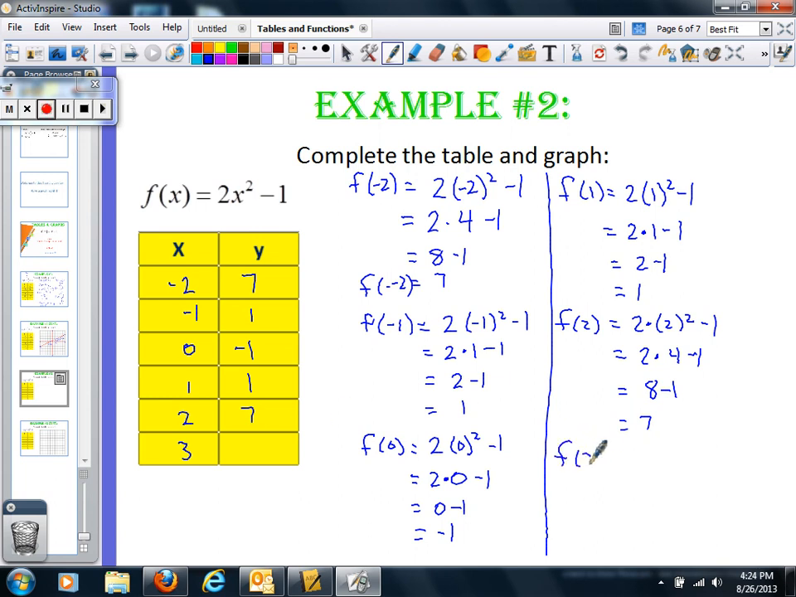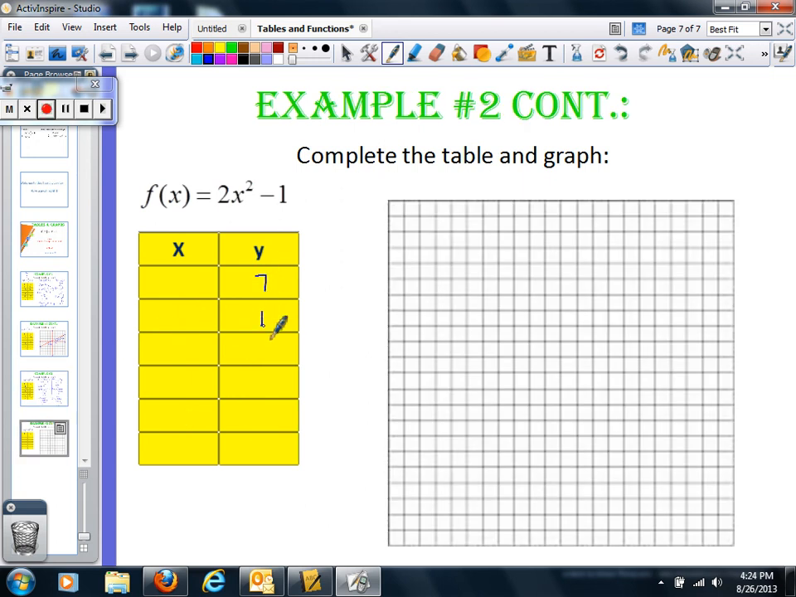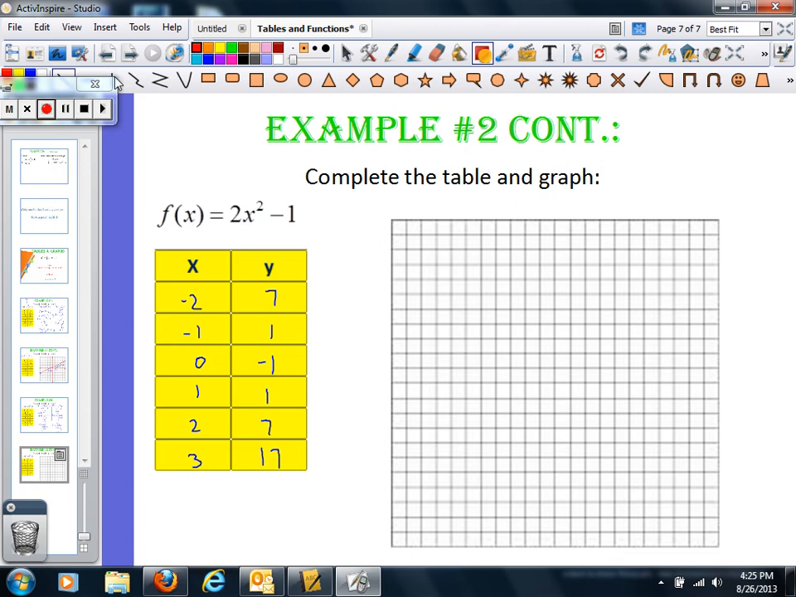And then the last one is f of 3, and that's 2 times 3 squared minus 1. That's 2 times 9 minus 1. This is 18 minus 1, which is 17. Okay? So let me fill in the t-chart again on the next slide. So this was 7, 1, negative 1, 1, 7, and 17. Negative 2, negative 1, 0, 1, 2, 3. Alright, so let's go ahead and let's make our axes again.